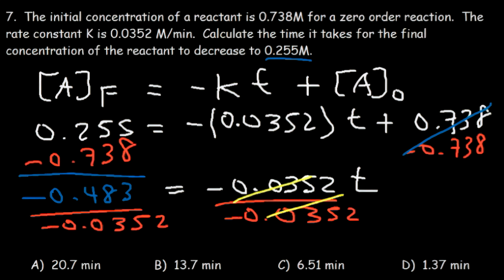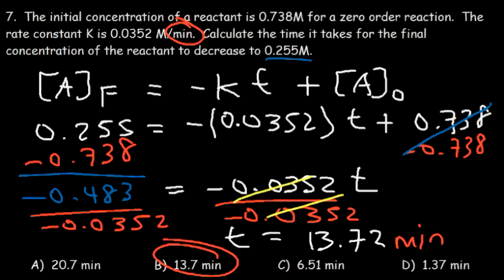So these cancel. If you type in negative 0.483 divided by negative 0.0352, you should get a time value of 13.72. And notice that k has unit minutes, so time is going to be in minutes as well. So B is the right answer for this problem.